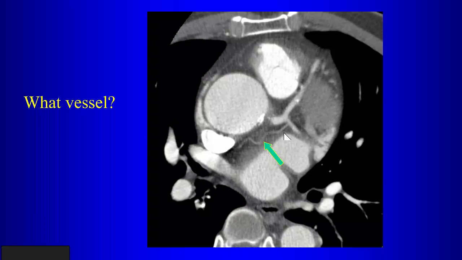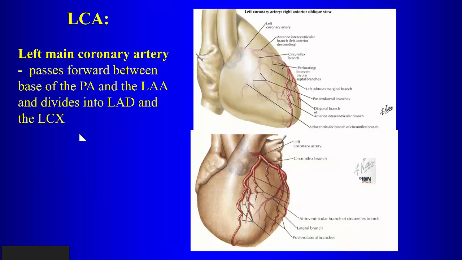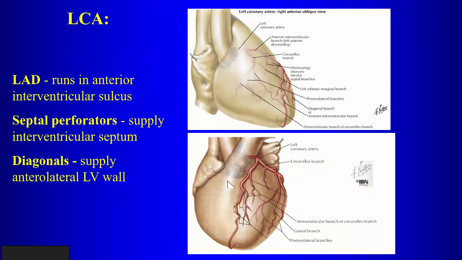Again, how do you recognize it as the SA nodal branch? Yeah, it's headed towards the interatrial septum, okay? All right, so the left coronary artery, so we have the left main that passes forward there, and then that will divide usually into the LAD and the circumflex coronary artery. So the LAD runs in the anterior interventricular groove between the right ventricle and the left ventricle. We have septal perforators that come down that supply the anterior portion of the interventricular septum, and then we have the diagonals that supply the anterior wall of the left ventricle.